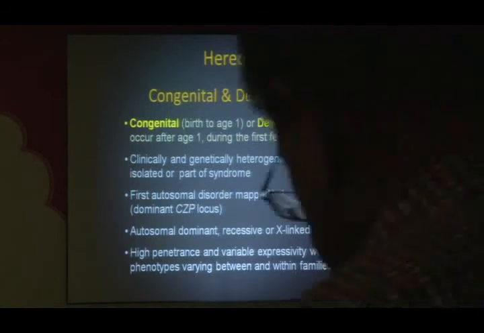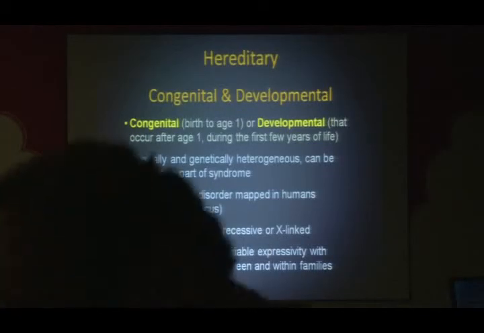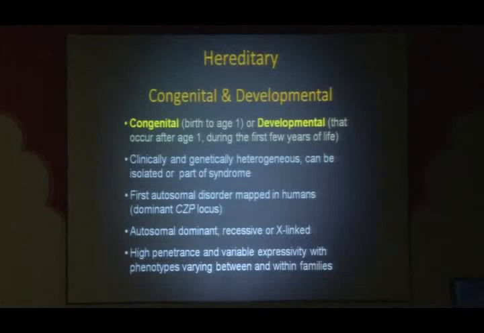So let's go into the types of cataracts. We have the congenital or developmental. Congenital usually occurs before the age of 1, and developmental somewhat afterwards.